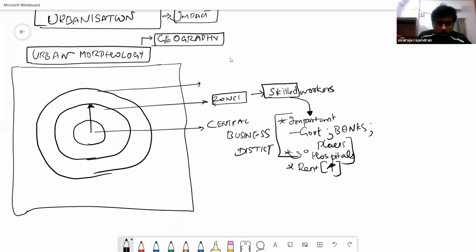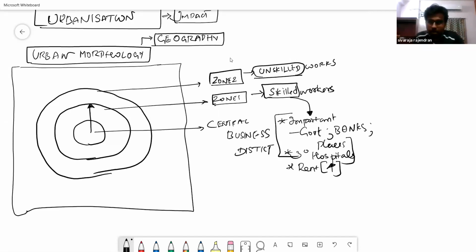Okay. So the next zone will be zone 2. This will be of unskilled labor. Not in a very strict sense that I am using it, but in general, this will be the view. And as an administrator, it is very essential for you to know the morphology of a region.